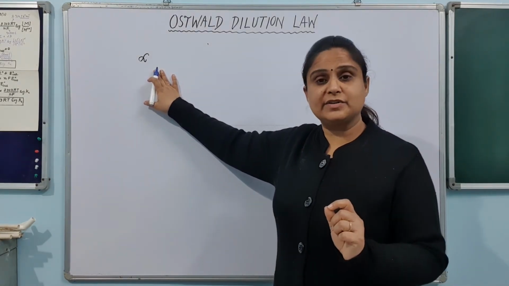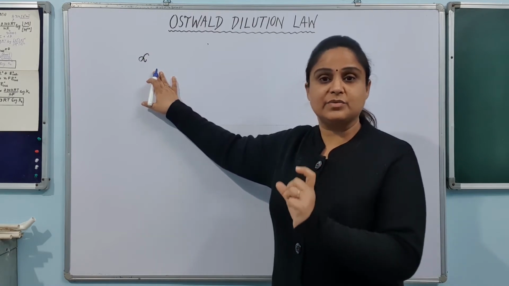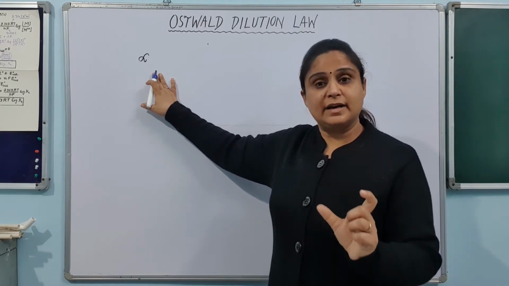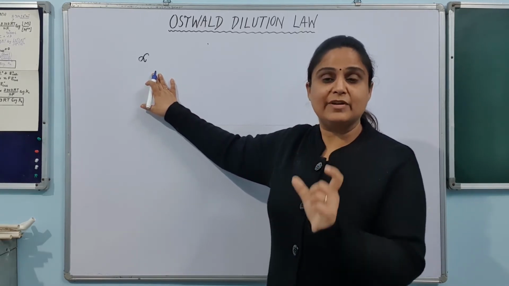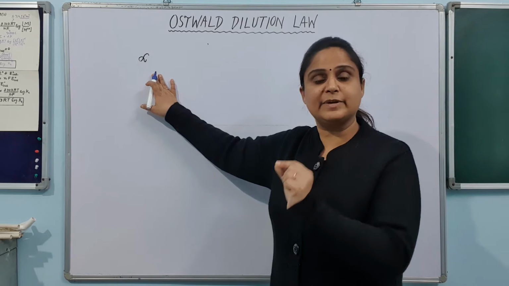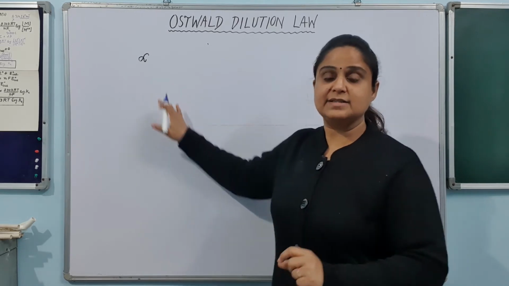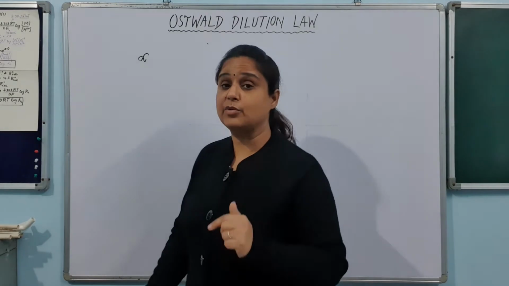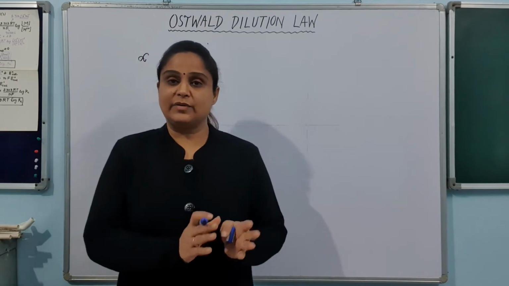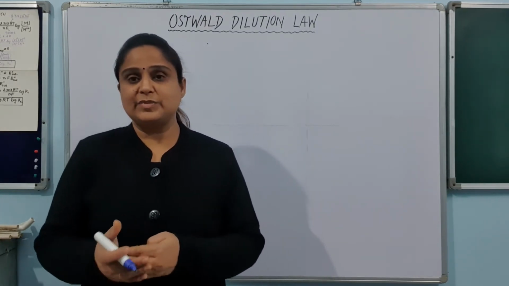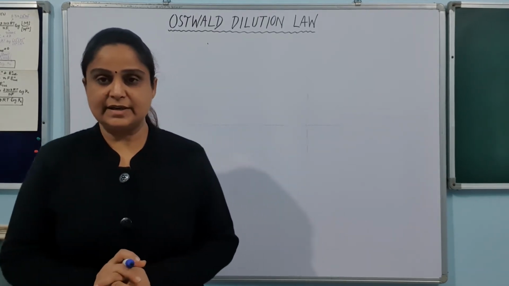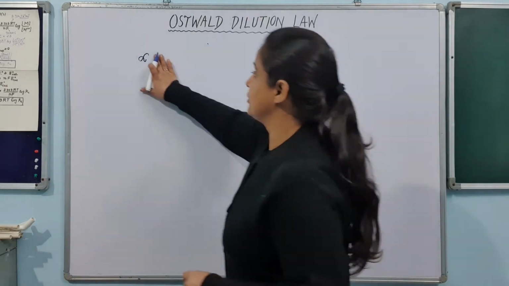What is degree of dissociation? It is the fraction of the molecules dissociated from the molecules which are taken. For example, if 5 out of 100 are breaking, I will take it in percentage and say that 5% dissociation is there. That is, the fraction of the molecules dissociated out of the total molecules taken gives you the degree of dissociation. So more degree of dissociation means a bigger fraction of the molecules is being dissociated. Is it clear? So let us talk about this Oswald dilution law.